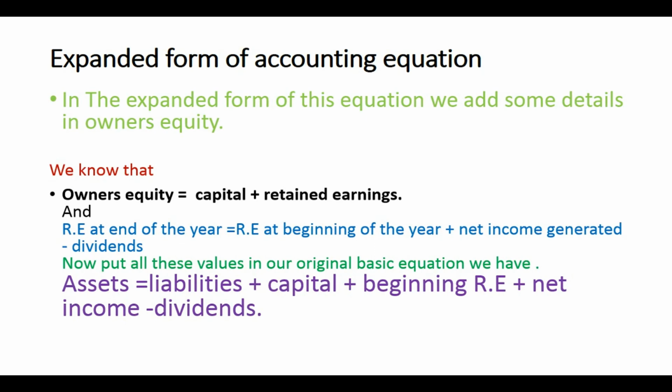And retained earnings at end of the year are equal to retained earnings at beginning of the year plus net income generated during the year minus the amount paid in form of dividends. Now put all these values in our original basic equation. We have assets are equal to liabilities plus capital plus beginning retained earnings plus net income minus dividends.